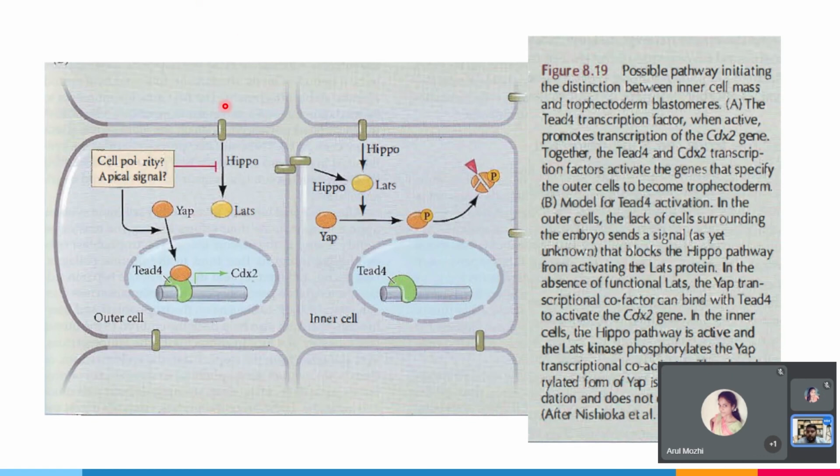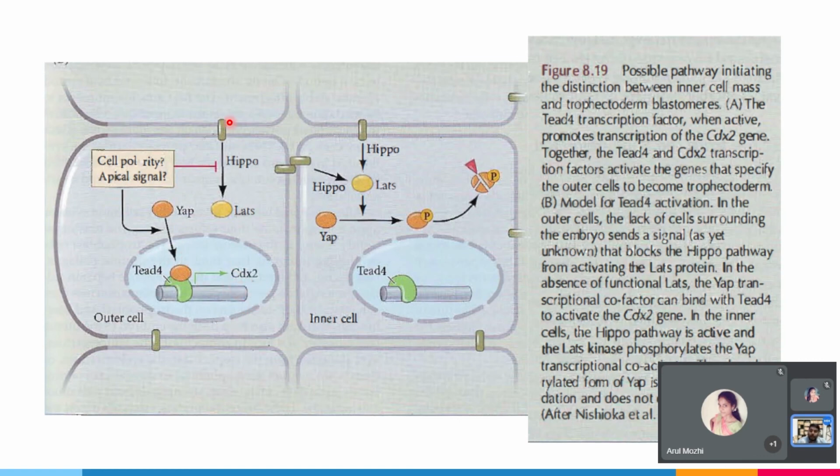But in case of an external cell which will give rise to trophoblast, it is not covered by cells from all ends. We have one end which always will be free, one or more. So Hippo signaling is not active in this particular cell because it is not covered by cells all over, and thus LATS is not activated. If LATS is not activated, then YAP is not phosphorylated and degraded. If YAP is not degraded, it enters into the nucleus and binds to TEAD4 transcription factor, activates it, and helps in the production of CDX2.